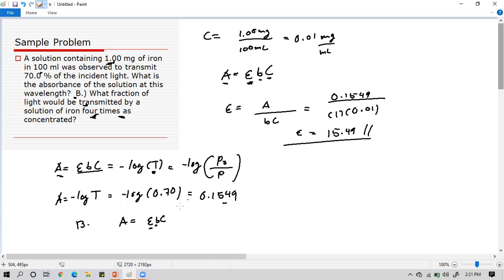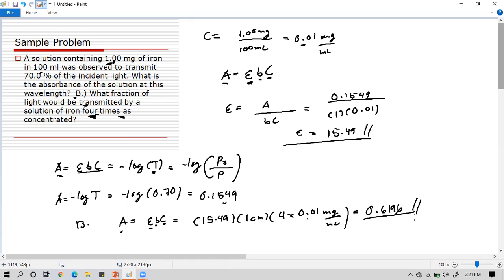We have E, we have B, but what about C? Multiply the C by 4. So we calculate 15.49 times 1 centimeter times 4 times 0.01 milligrams per milliliter. Sir, where did the 0.01 come from? Because the question says 4 times concentrated. So you just multiply 15.49 times 4 times 0.01 and you will get the value of 0.6196.